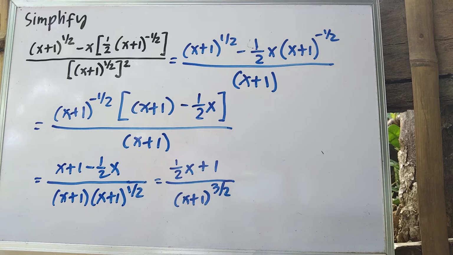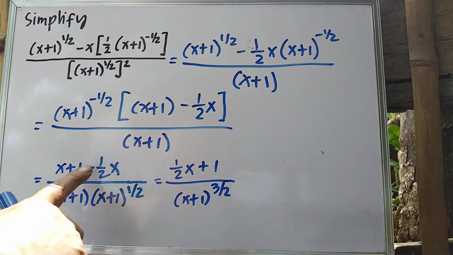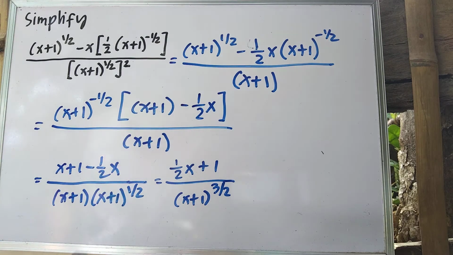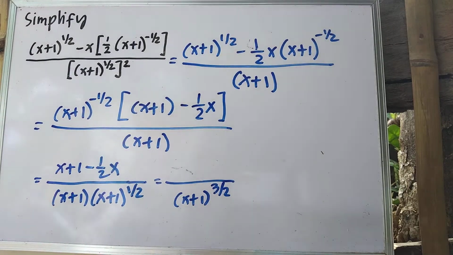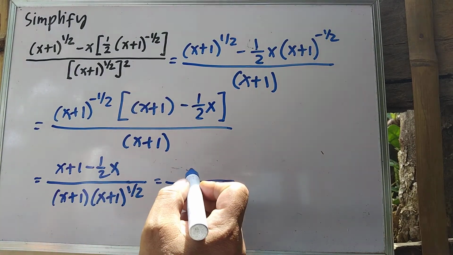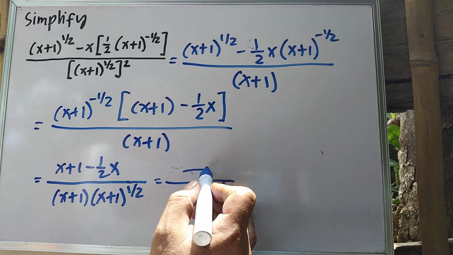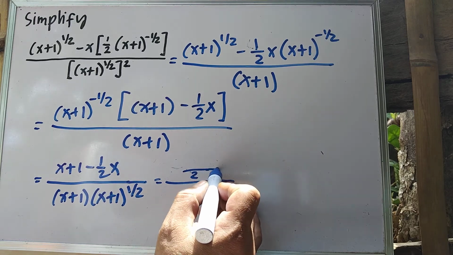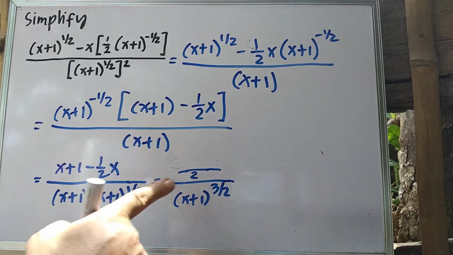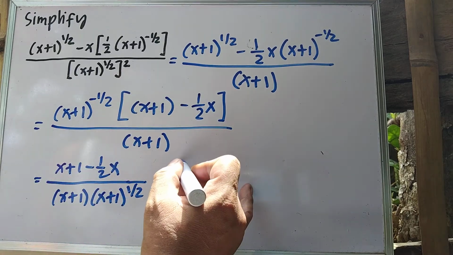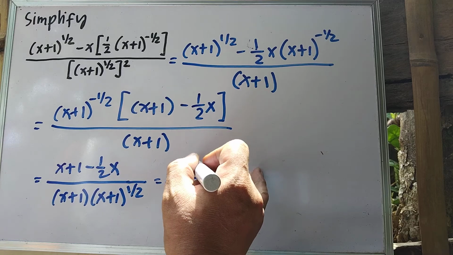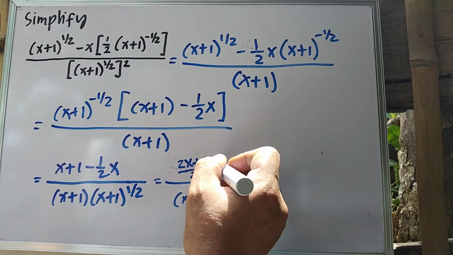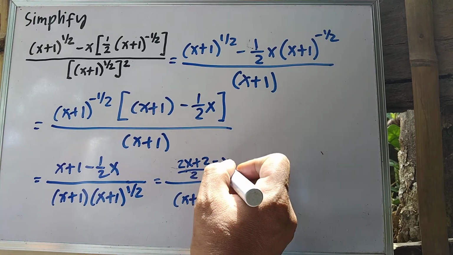Okay. Ito, x plus 1 minus 1 half x. So, kung pwede natin yan siyang isulat ng ganito. I-add natin. Kunin natin yung LCD. Okay. So, ito, 2 times x, you have 2x. 2 times 1, so plus 2. Then you have minus x.